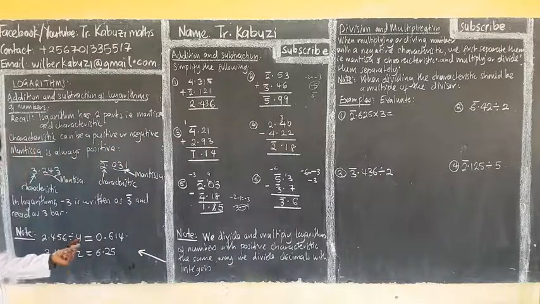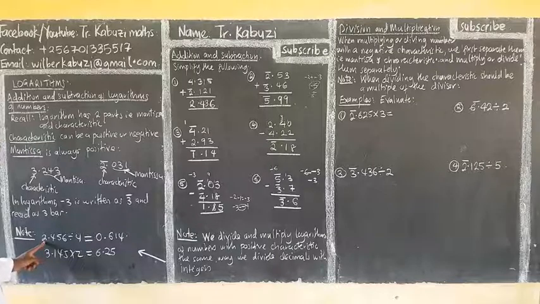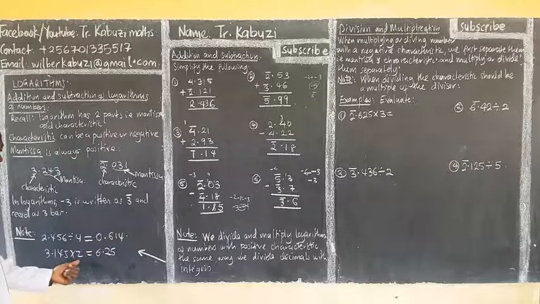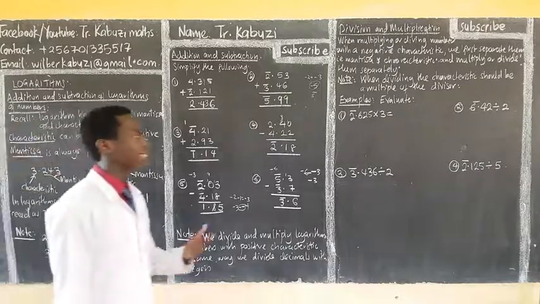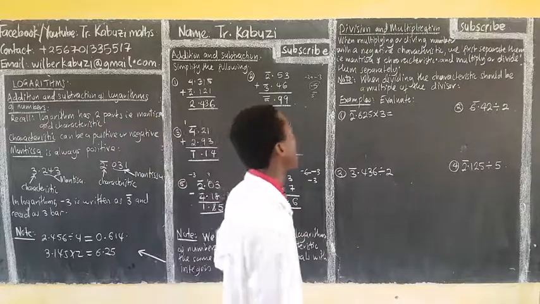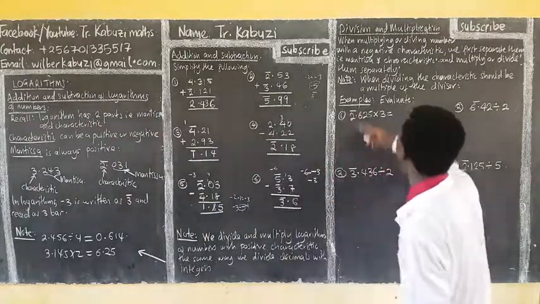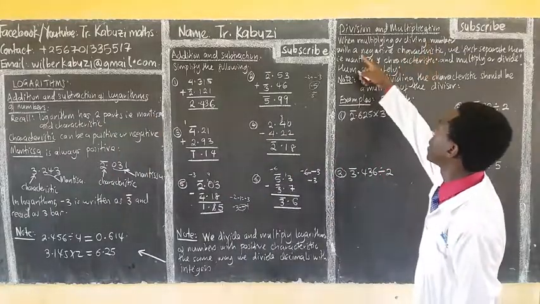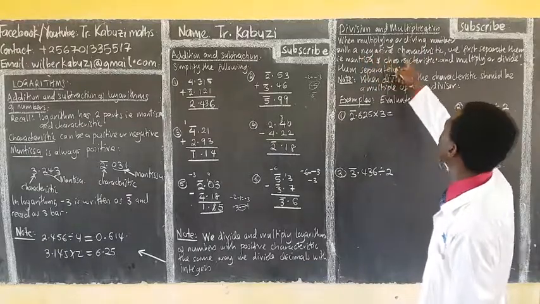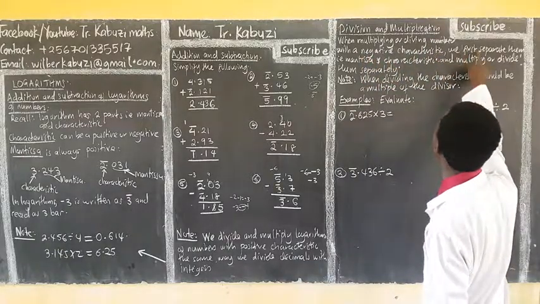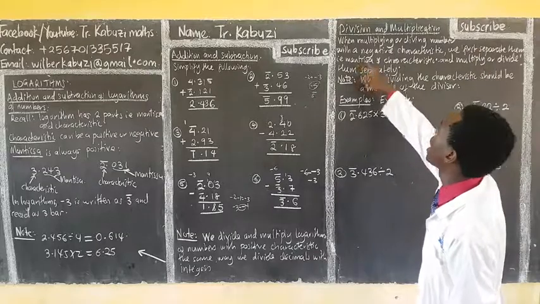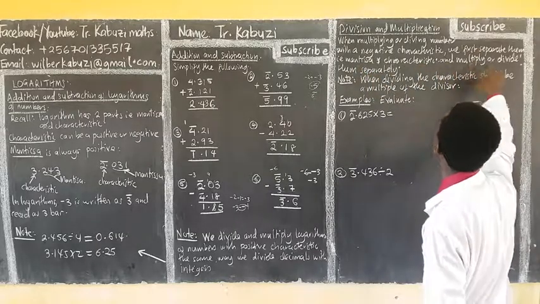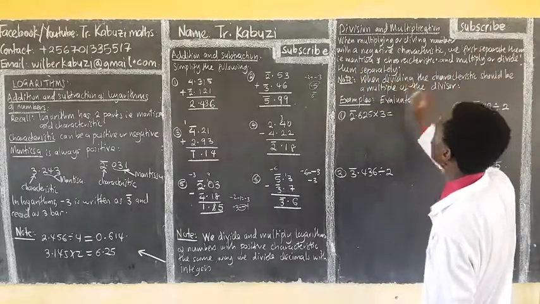Like you see here, when I get this side, if the characteristic is positive, you just divide normally. Divide this by this, you get this. Multiply this by this, you get this. But when the characteristic is negative, we need to take care, as we are going to see here. When multiplying or dividing a number with a negative characteristic, we first separate them, the answer and the characteristic, and we multiply or divide them separately.